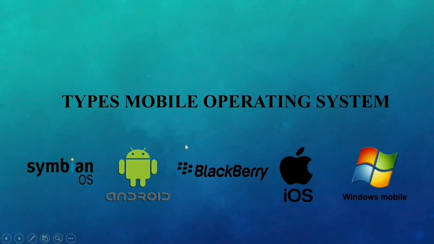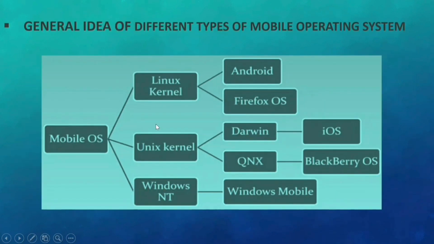Next is types of mobile operating system. Here we are going to discuss the main operating systems. For better understanding, we are just discussing a general idea of different types of mobile operating system. This figure shows which operating systems the main types of mobile operating systems are based on. Android is based on Linux kernel. iOS and BlackBerry mobile operating systems are based on Unix kernel. Windows mobile operating system is based on Windows NT.